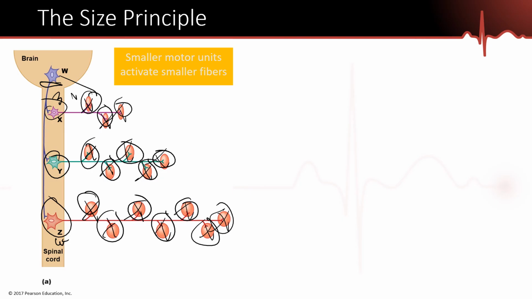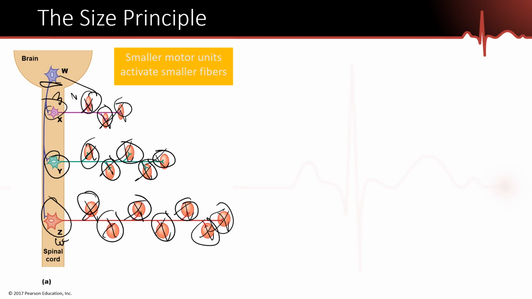This is the size principle, right? The size principle tells us that when we are going to contract a muscle, we recruit progressively larger alpha motor neurons as we want to produce more force. That's what it tells us.